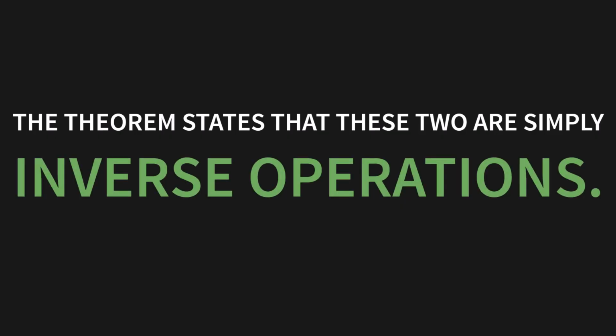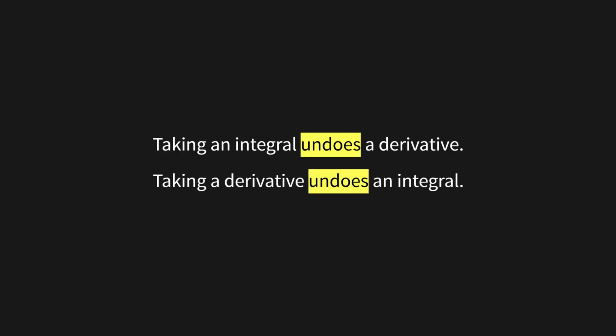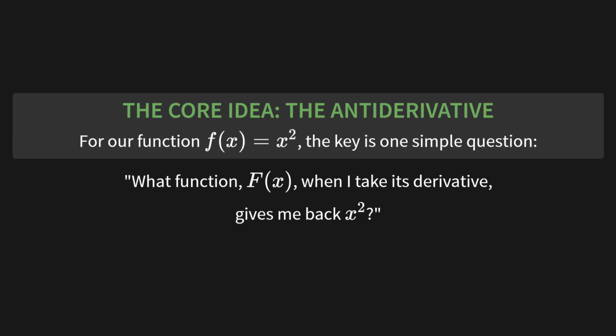Think about that for a second. Taking an integral undoes a derivative, and taking a derivative undoes an integral. They are perfect opposites. So how does this help us? Well, it all comes down to one core idea, the antiderivative. For our function f of x equals x squared, the key is one simple question. What function, capital F of x, when I take its derivative, gives me back x squared?